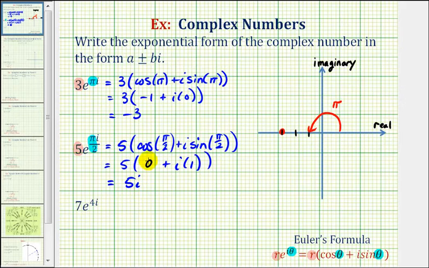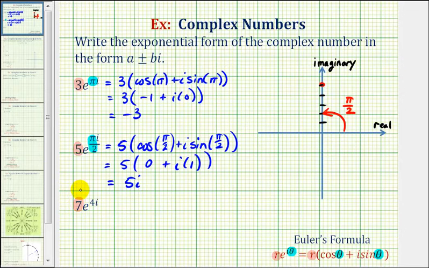So if we plot this number on the complex plane, because it's imaginary, it would be on the imaginary axis, up 5 units. Here it is. Again, notice how the radius is 5, and the angle theta from the positive x-axis would be pi over 2 radians. Now let's look at one more example.